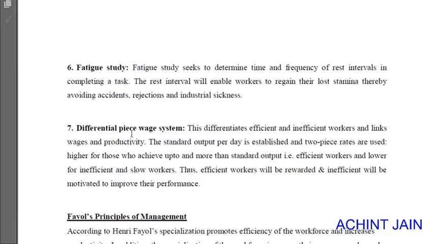Overall, the differential piece-wage system differentiates efficient and inefficient workers and links wages and productivity.